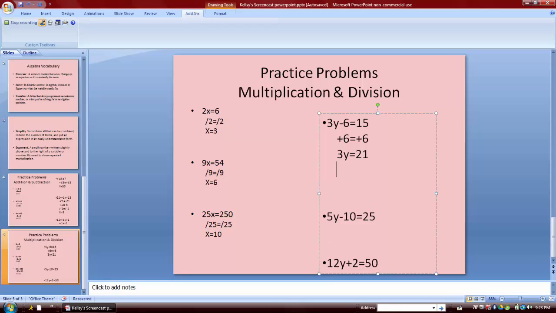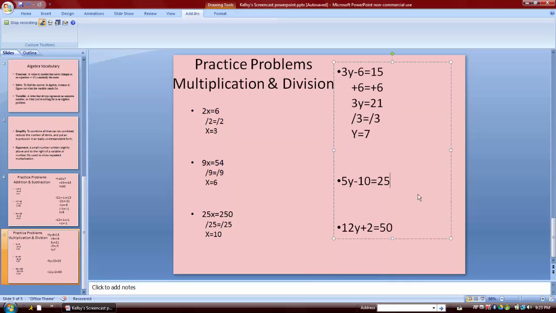So then, this looks just like these ones over here, the ones that we first started out with. So then you would just divide 3 on both sides. So divide 3. And then your 3's would cancel out, and you would be left with y equals 7. So this is just like the other one.